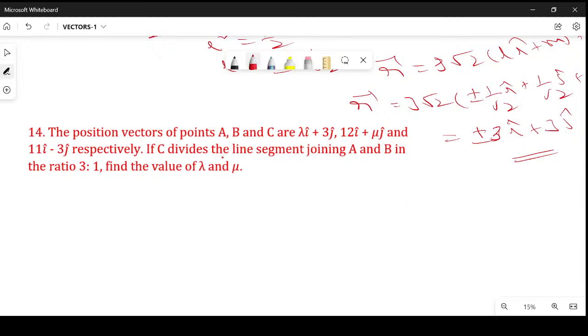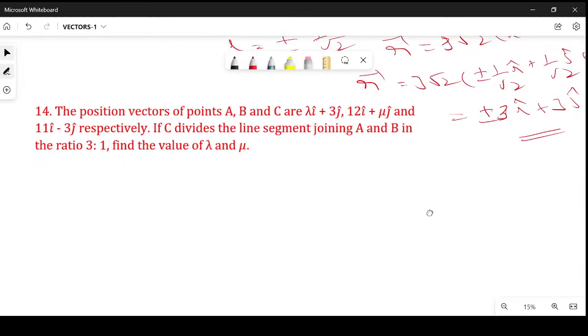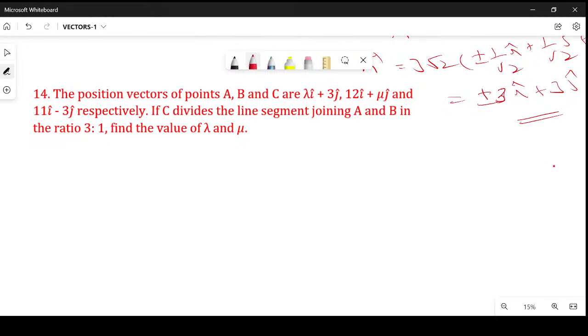Position vectors of points A, B and C are given: OA bar, OB bar, OC bar. C divides the line segment joining A and B in the ratio 3:1. Then find the value of lambda and mu. So this is a simple problem. You can think here, they are given like this.